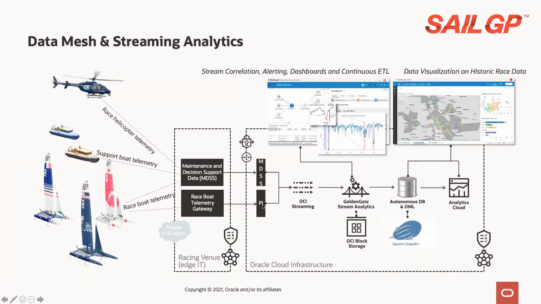And here is a quick architecture of their deployment. They have data coming from race helicopter telemetry, support boat telemetry, and race boat telemetry. They all go through the racing venue Edge IT, and the tools process that first-stage data and send it into OCI Cloud, going through OCI Streaming and GoldenGate Stream Analytics. They're also looking at adopting Autonomous DB and OML with notebooks before they publish the application into the other targets.